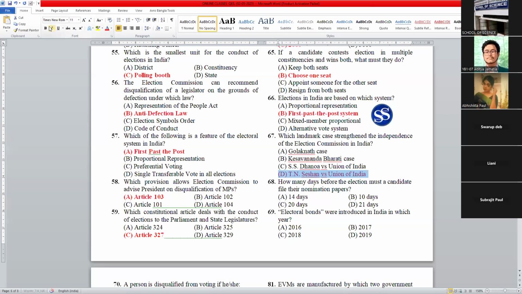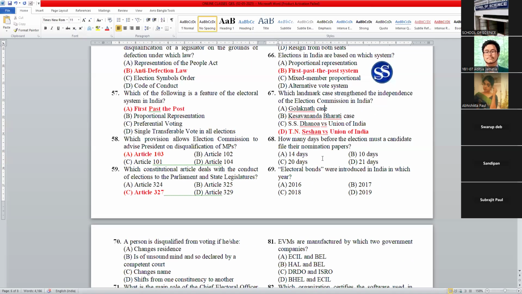In the T.N. Seshan versus Union of India 1995 case, the Supreme Court clarified that the Chief Election Commissioner is not superior to the other election commissioners. It emphasized that all election commissioners have equal powers and decisions should be made collectively. This case strengthened the autonomy and independence of the Election Commission of India by ensuring that no single individual could dominate the body. Okay, could you get it? Okay, question number 68, again important.